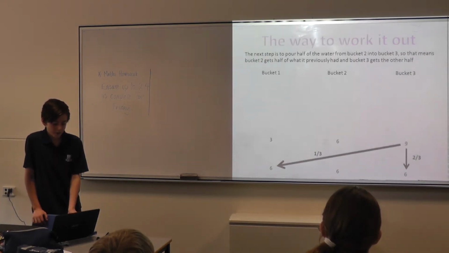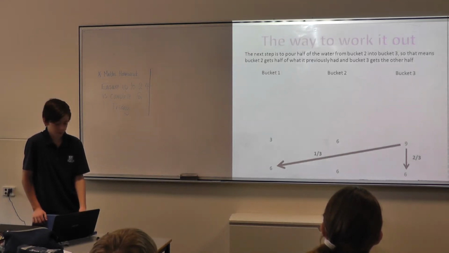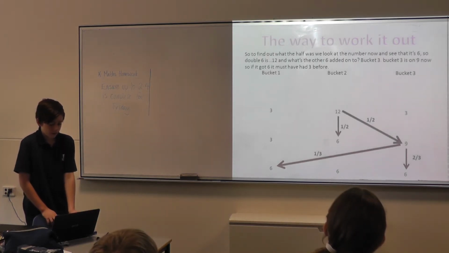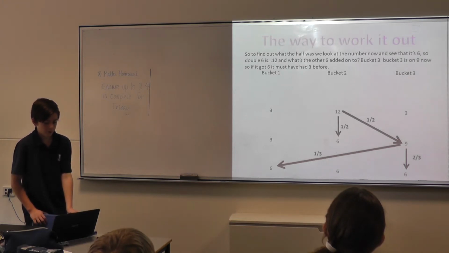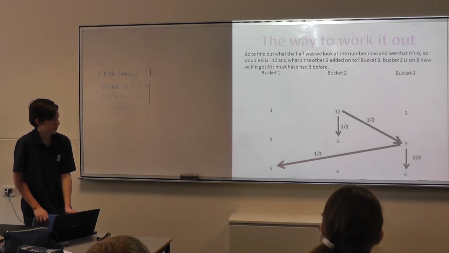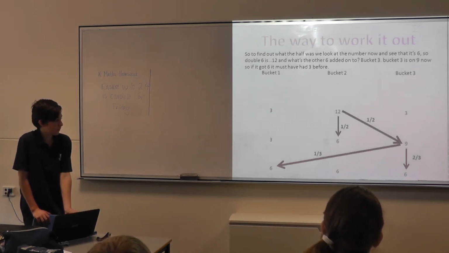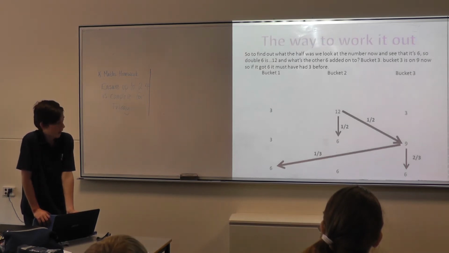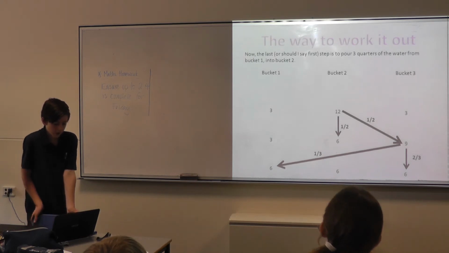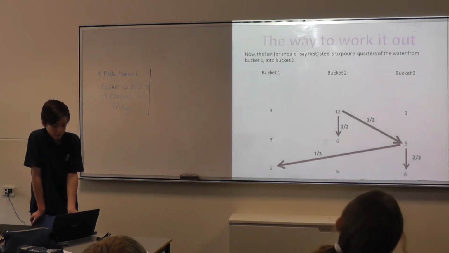The next step is to pour half of the water from bucket 2 into bucket 3. So that means bucket 2 gets half of what it previously had, and bucket 3 gets the other half. So look at the number now. That must have been half of what it had before. So double 6 is 12, and then if bucket 3 got 6, then the other half of 12 must have been on 3 before.